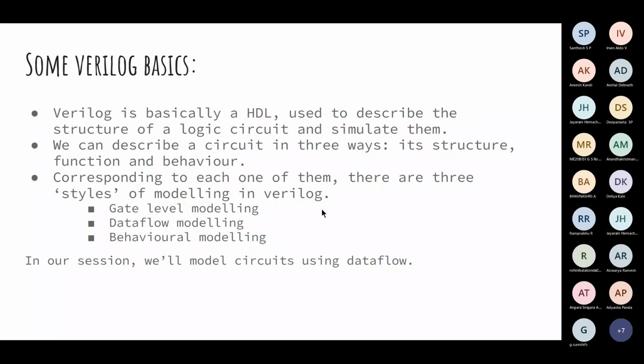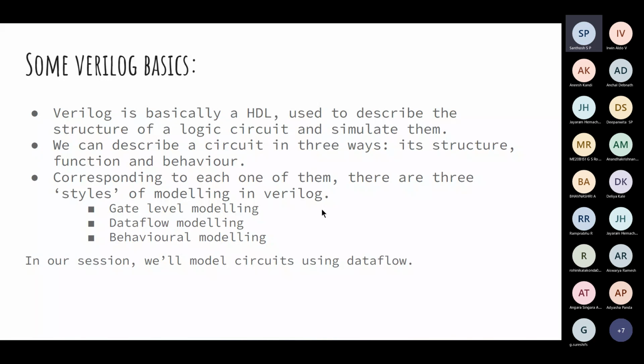And to describe a circuit, we can do this in three ways. We can talk about its structure, we can talk about its function, or we can talk about its behavior. So, corresponding to three ways of description, there are three styles of modeling in Verilog. We can do gate level modeling, data flow modeling, or behavioral modeling. In our session, we'll move on with data flow modeling. I'll just explain briefly what everything does.